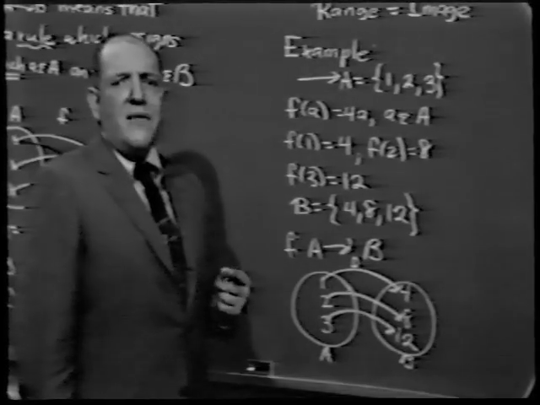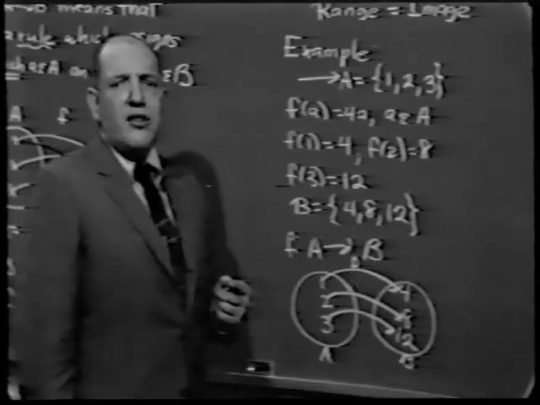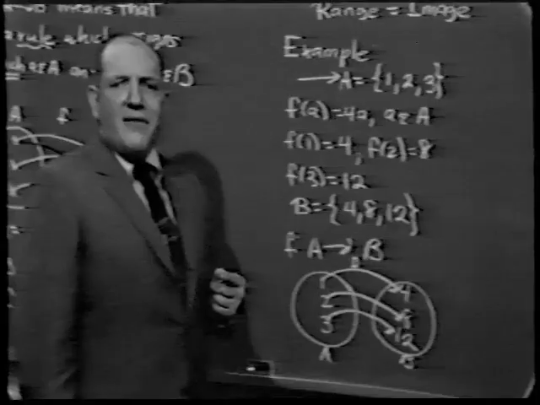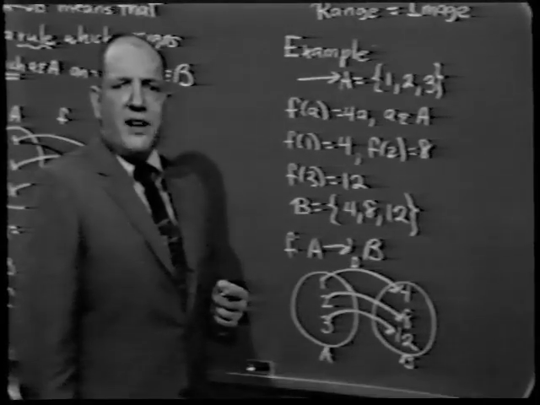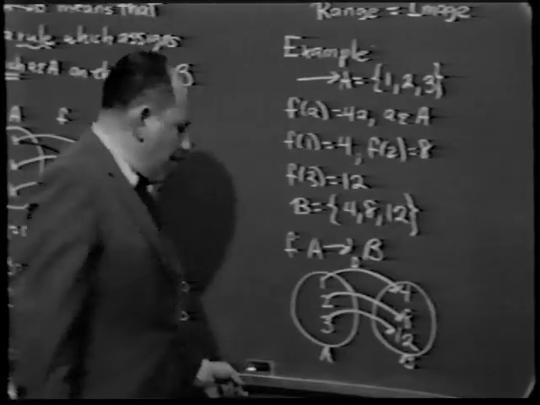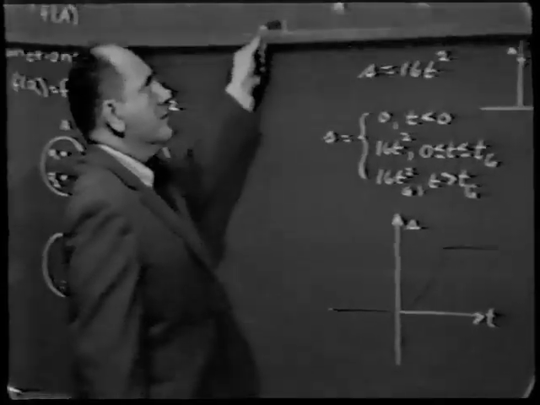Now, a second feature that one talks about with functions, which in no way is connected with onto-ness, but which is a very important independent feature, is something which is called a one-to-one function. Let's look at that for a moment, too.